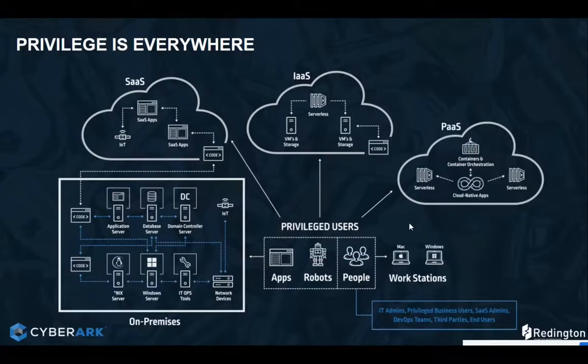Privileges are everywhere. There are multiple parts of an organization. We have our critical servers residing on-premise. Then the cloud became very popular, so we have many applications that we access as software as a service. We also have infrastructure as a service, and, very popular, serverless or DevOps-type environments and platform as a service. All of this is normally accessed by privileged users. The administrators access all these critical devices.